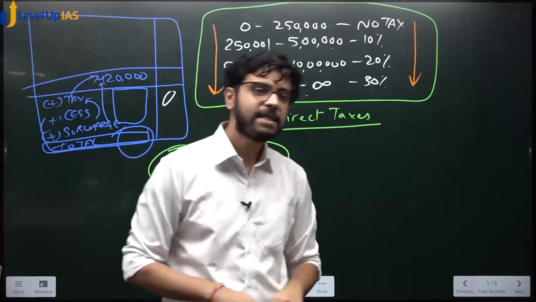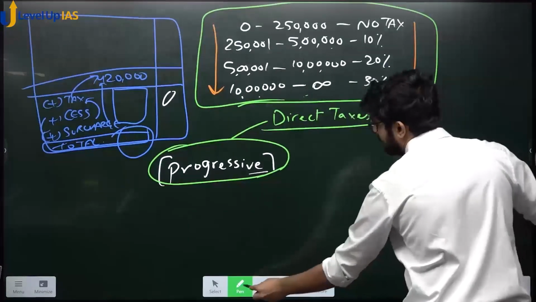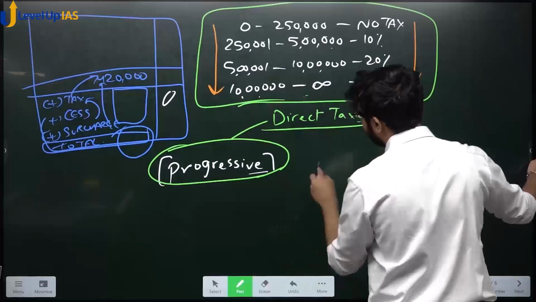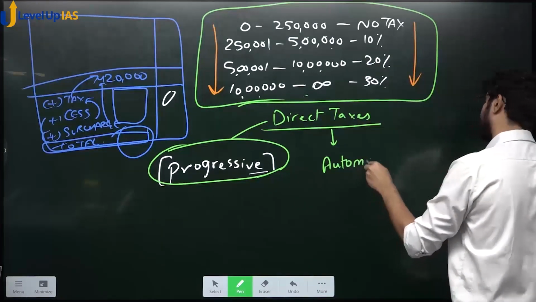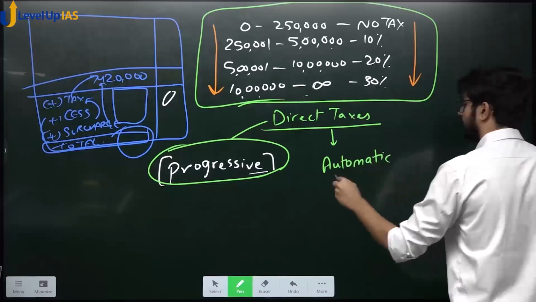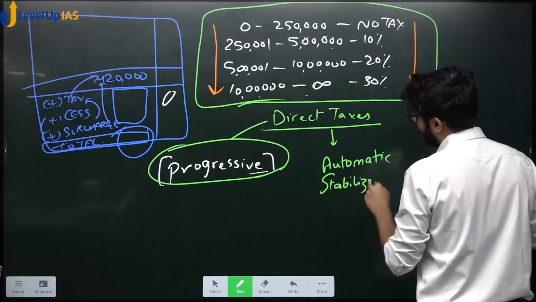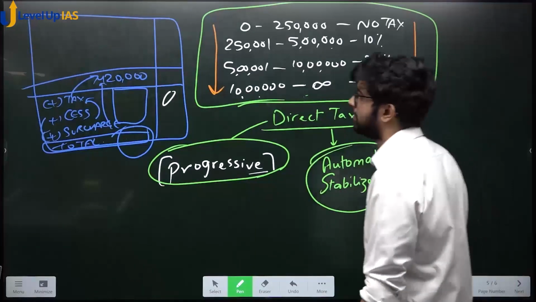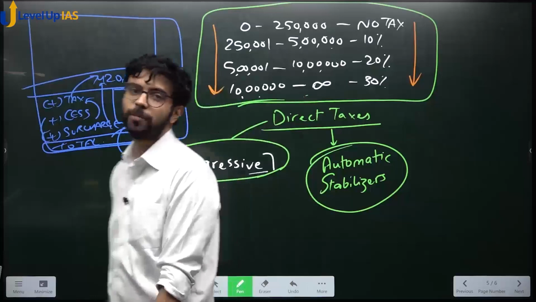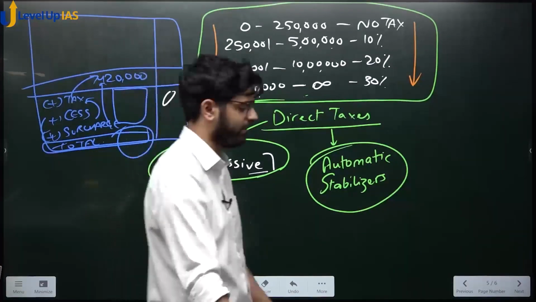Okay? Hence these direct taxes are called automatic stabilizers. So direct taxes are progressive in nature, indirect taxes are regressive in nature.